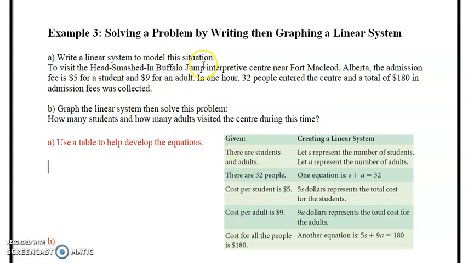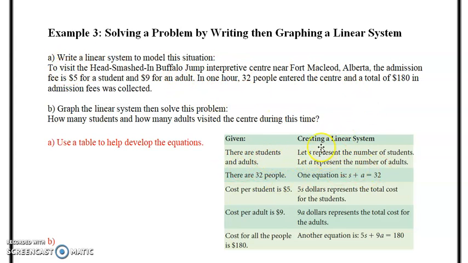So it says to visit Head Smash in Buffalo Jump Center in Alberta. The admission is $5 for a student and $9 for an adult. In 1 hour, 32 people entered the building, and a total of $180 in admission fees was collected. So we want to figure out how many adults and how many students are going to be here.